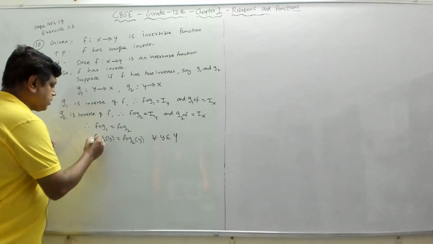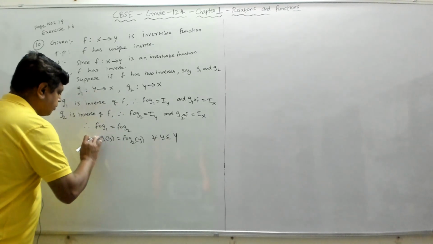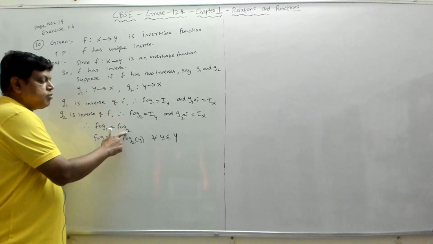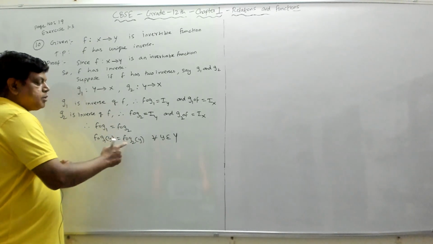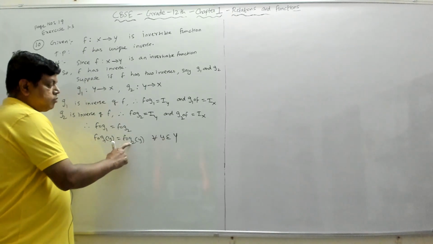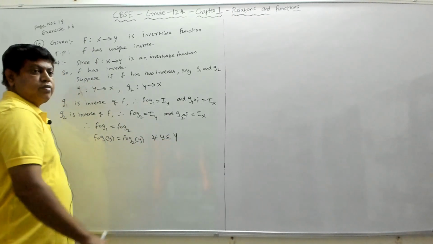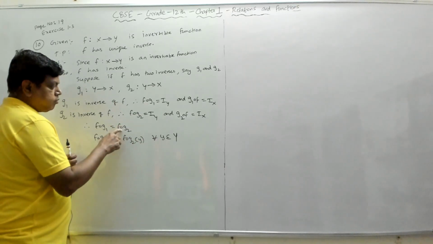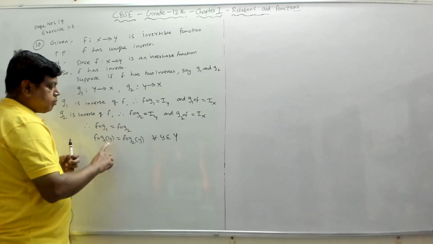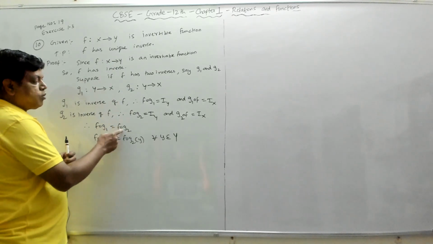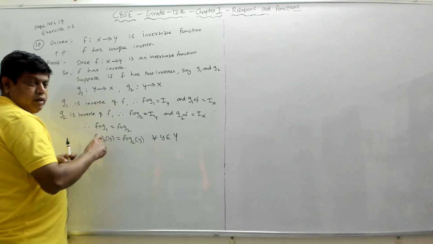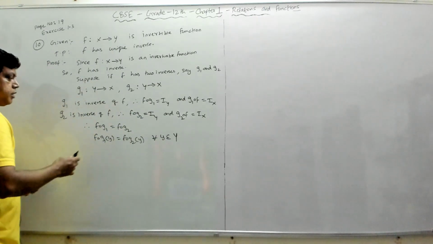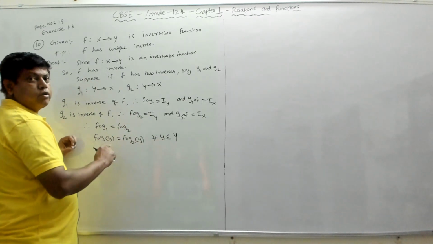Which means f of g1 of y will be equal to f of g2 of y, because f of g1 is equal to f of g2. What does that mean? Every element's image will be the same. F of g1 of y will be equal to f of g2 of y for every y belonging to the set Y, which means every element. If f of g1 operates on an element y, you get a value, and f of g2 operates on the same element y, you get another value, and both will match. That's the meaning of the two functions being equal. If two functions are equal, then the images of the element are also equal, right? The image of the element under these two functions is also equal, because these two are equal functions.